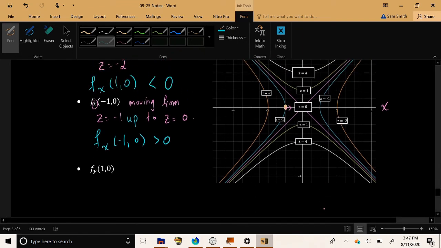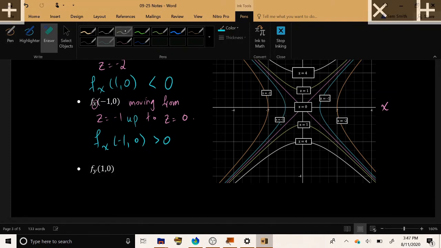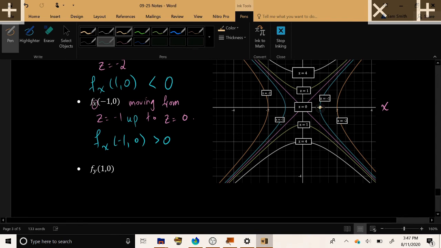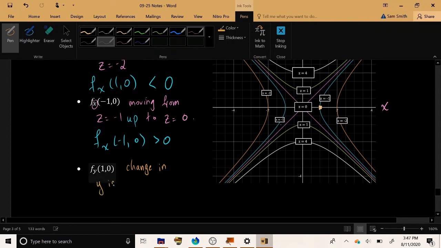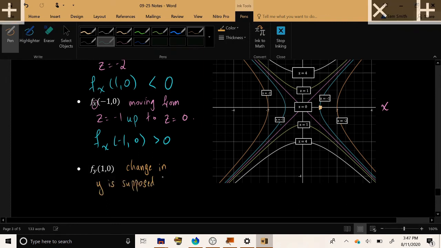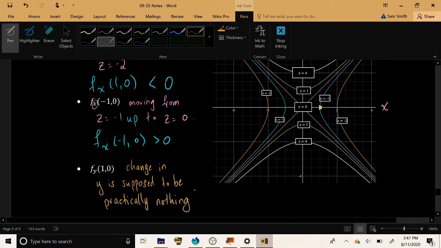Now here I think is the hardest one. What about f sub y at the point 1, 0? So once again, we're back on the z equals -1 level curve at the point 1, 0. Now, this is the moment where we need to acknowledge that the change in y is supposed to be practically nothing. When we do these calculations of the change in f divided by the change in y, the change in y is supposed to be so small that it's practically nothing.